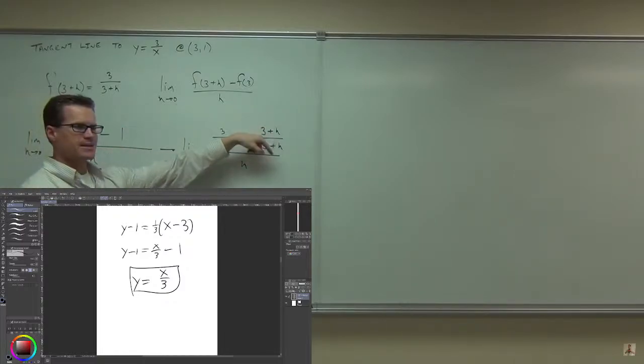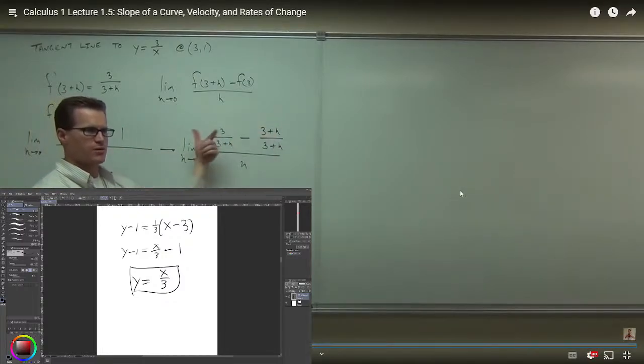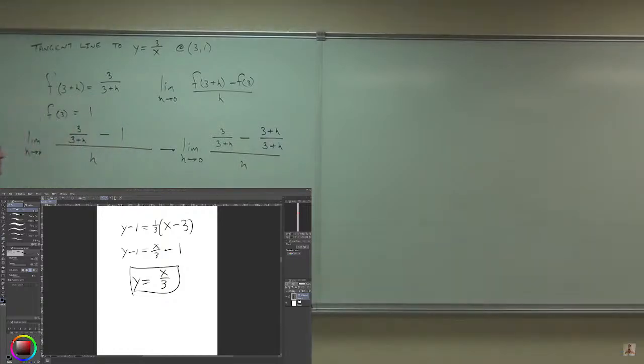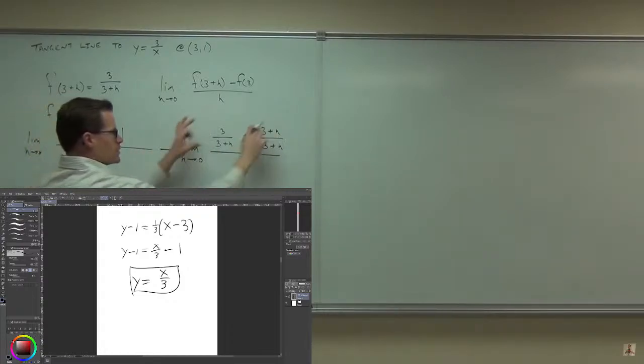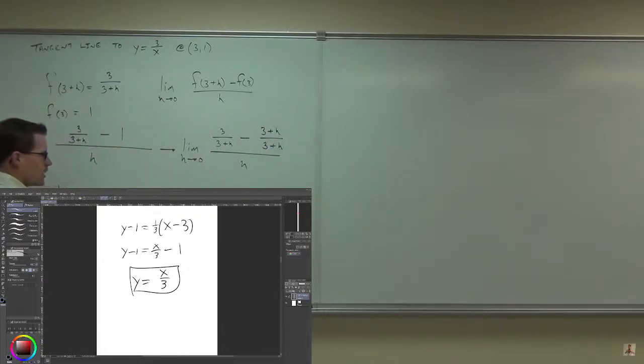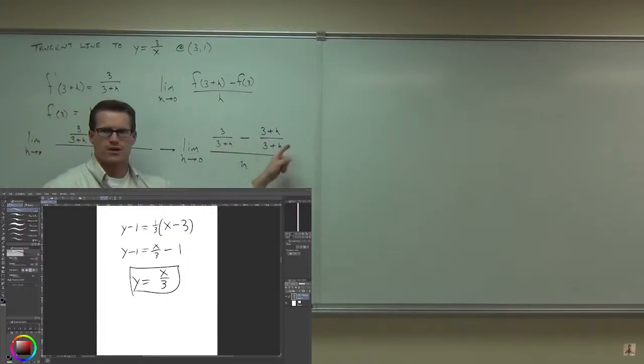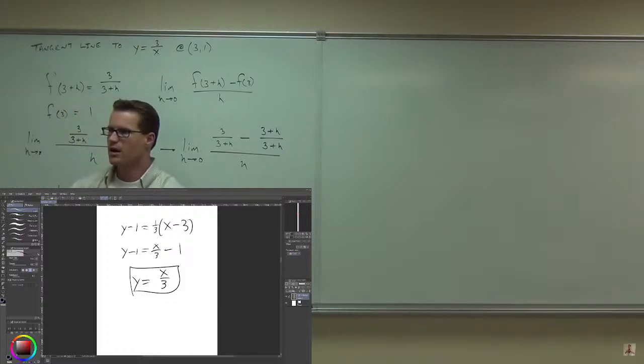One becomes that. That is still 1. I'm just writing it special so I have a common denominator. If we continue, let's see what happens. We've got a limit still. H is still going to 0. On the main numerator, I know that I have a common denominator of 3 plus h. Notice when you add or subtract fractions, you do not change the denominator. On the numerator, what am I going to have?